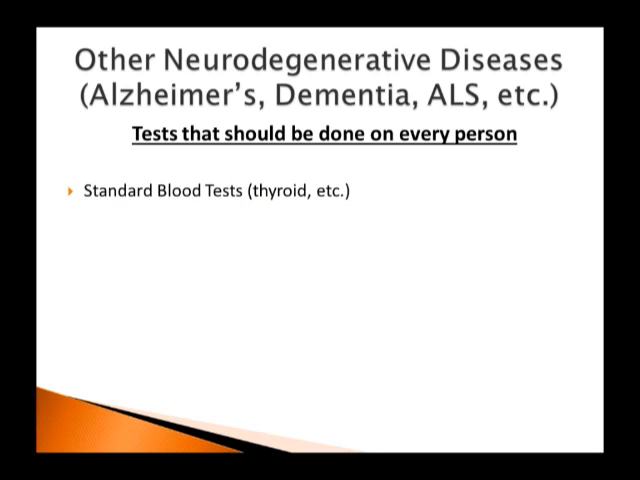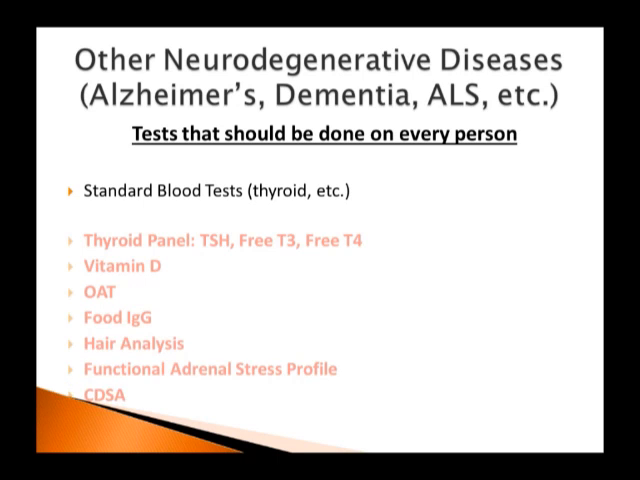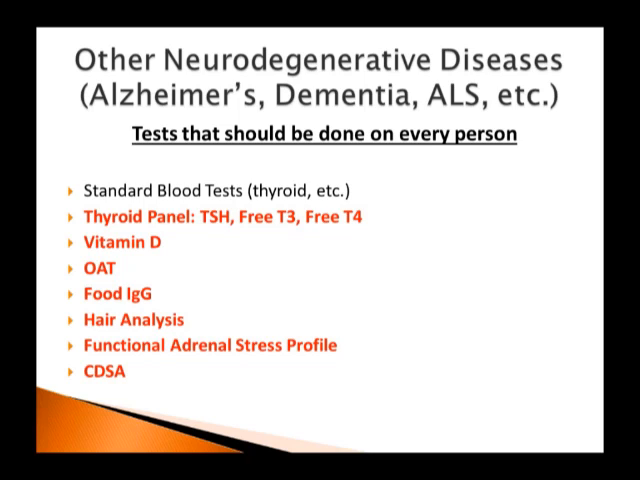Well, what about other types of neurodegenerative diseases, whether that's Alzheimer's, dementia, ALS, what's called Lou Gehrig's disease, etc. Again, I can't think of anything really differently that I would do for these types of individuals that I wouldn't do for somebody with MS. You have to start going through your diagnostic criteria to see where the problems are.